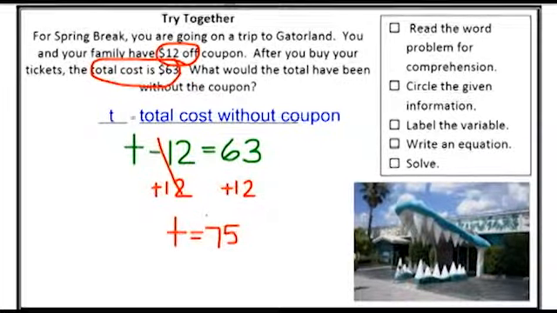How do you find your unit? Look at the question. Total cost without coupon. Well, cost is usually in terms of money. So T equals $75. The unit is very important. This is what every word problem should look like. I will give you points for labeling your variable, for writing your equation, and for solving with units.